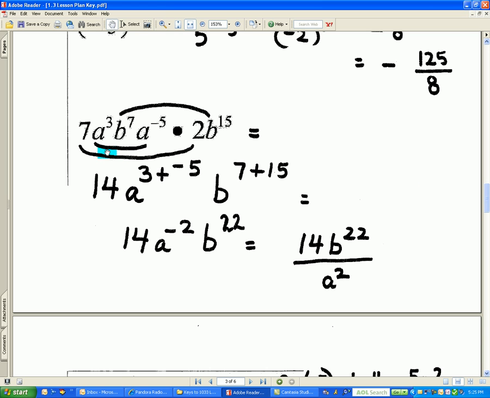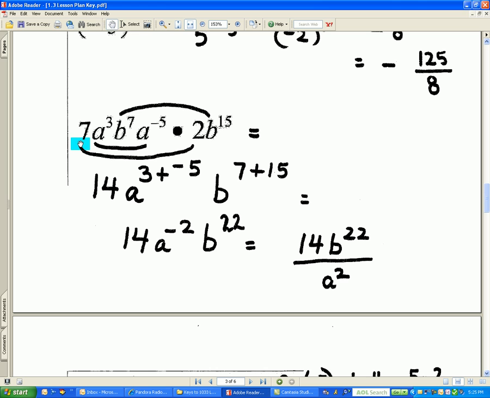In the next example, which was basically 7a to the 3rd, b to the 7th, a to the -5th, multiplied by 2b to the 15th. You'll notice that I've drawn three little groupings or pairings, and what I'm basically trying to indicate here is this. The 7 and the 2 go together because they are basically just numbers. That's an arithmetic problem. The a to the 3rd and a to the -5th go together because they involve the variable a, and likewise the b to the 7th and the b to the 15th go together.